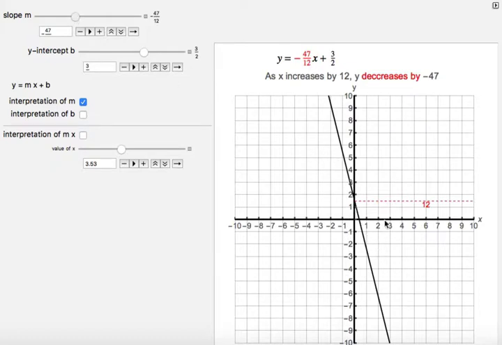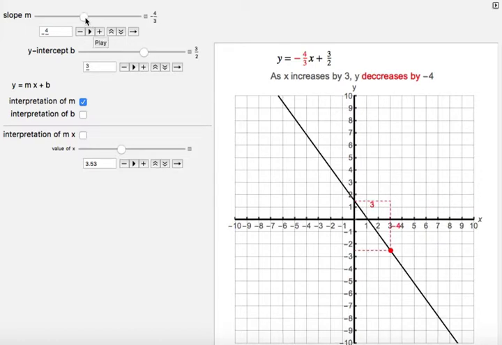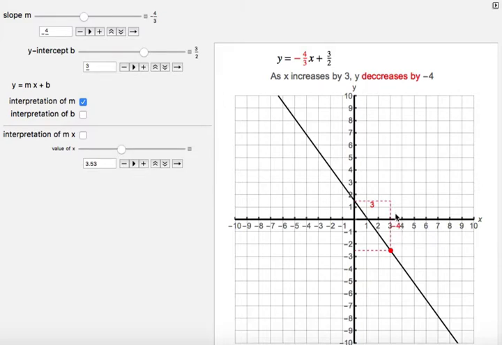Now, if m is negative, the line is going to go down. As x goes to the right, y is going to decrease. So let's pick a smaller number, something we can see on the graph. As x increases by 3, because m is now negative, y is going to decrease by 4. It's going to increase by -4, or in other words, decrease by 4. So the line drops when m is negative, but the numerator and the denominator work the same way. As x increases by 3, y decreases by 4, the numerator.